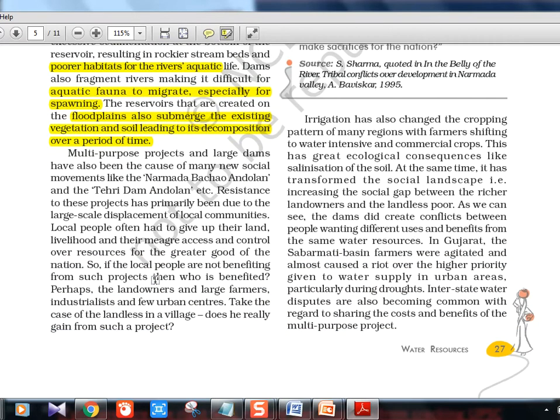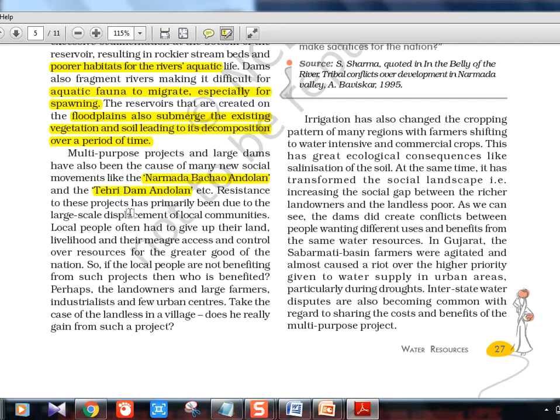Multipurpose projects and large dams have also been the cause of many new social movements, like the Narmada Bachao Andolan, a very popular one. Try to read about it. It was in the news recently also, and it has been there for a long time. So please try to Google Narmada Bachao Andolan and just read the Wikipedia page. It will be very helpful for you. And also the Tehri Dam Andolan, etc.